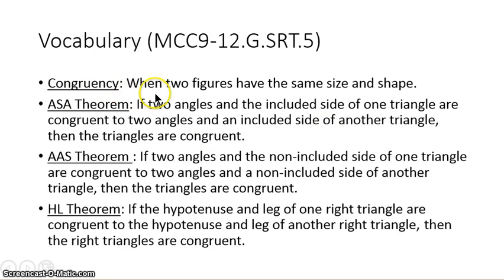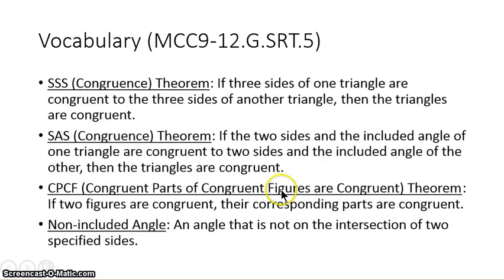Vocabulary. Congruency. When two figures have the same size and shape. ASA theorem. If two angles and the included side of one triangle are congruent to two angles and the included side of another triangle, then the two triangles are congruent. AAS theorem. If two angles and a non-included side of one triangle are congruent to two angles and a non-included side of another triangle, then the triangles are congruent. HL theorem. If the hypotenuse and leg of one right triangle are congruent to the hypotenuse and leg of another right triangle, then the right triangles are congruent.